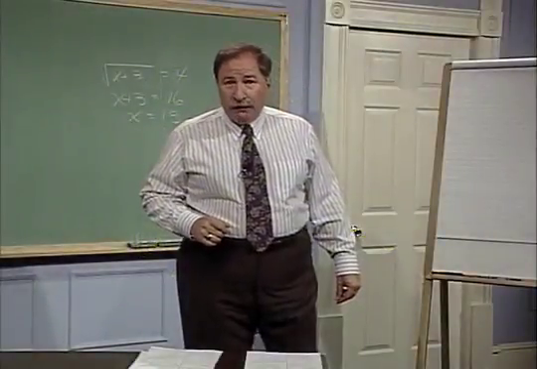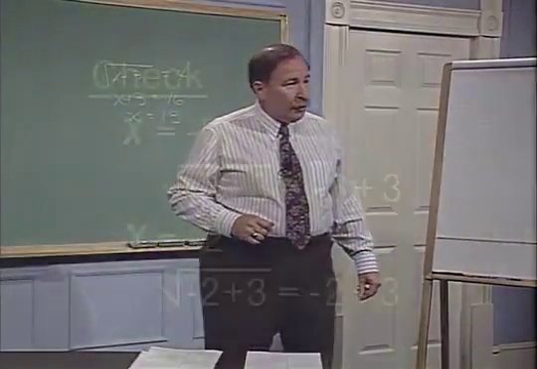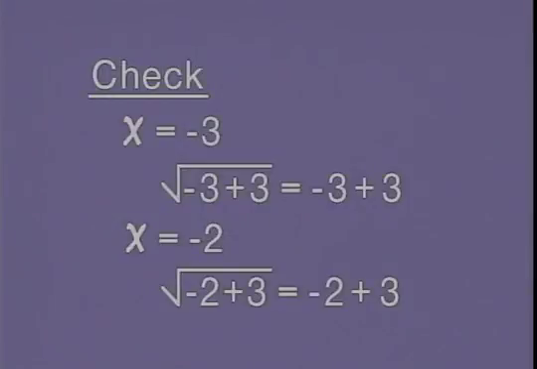So let's go to the next visual where we check. First, we'll check x equals negative 3. We replace the x with negative 3, solve the equation. Of course, we get the square root of 0 equals 0, and that checks. We then replace x with negative 2, and we wind up with the square root of 1 equals 1, and that checks. So therefore, both answers, negative 3 and negative 2, are answers to this square root equation.